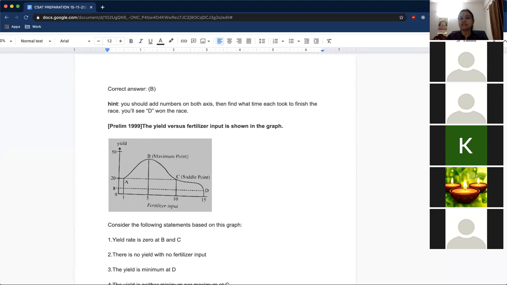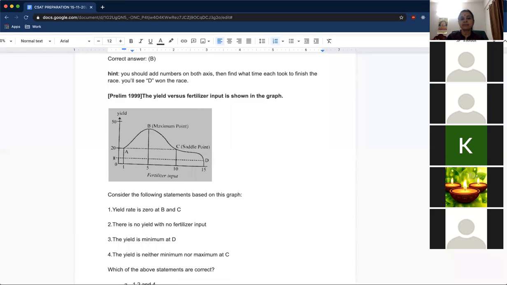Yield versus fertilizers, in this graph. Yield rate is 0 at B and C. Yield rate is given on the y-axis. B and C are not at 0 on the y-axis, right? There is no yield with no fertilizer input. The graph is not starting at 0. So that's also not correct.